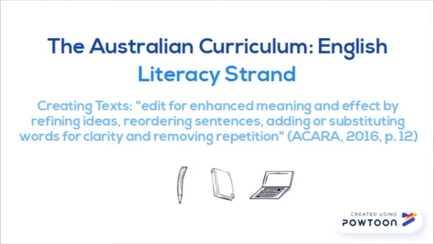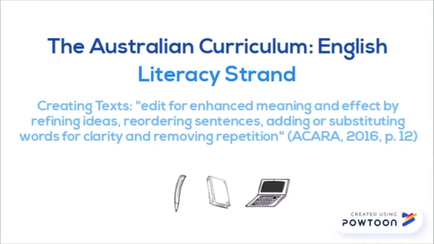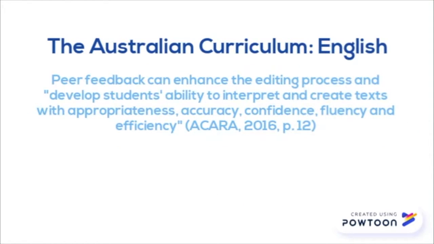Within the literacy strand, the creating text aspect states that students will learn how to edit for enhanced meaning and effect by refining ideas, reordering sentences, adding or substituting words for clarity, and removing repetition. The implementation of peer feedback can enhance this editing process and develop students' ability to interpret and create text with appropriateness, accuracy, confidence, fluency, and efficiency.